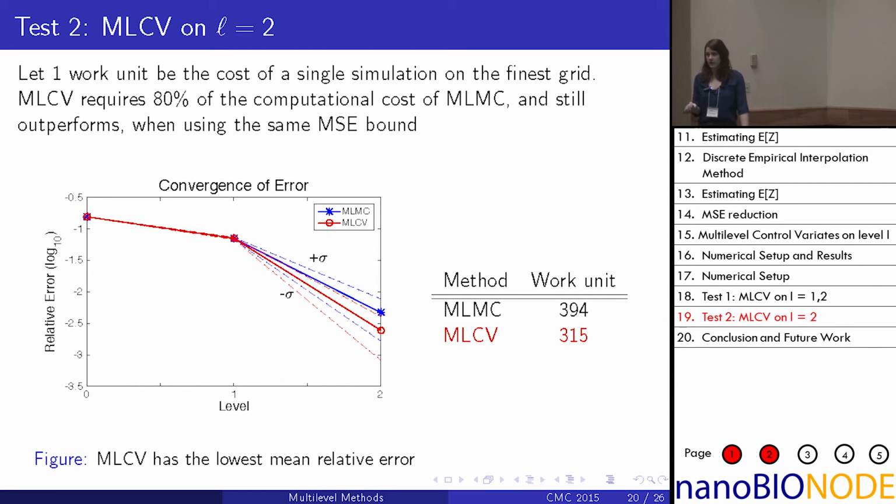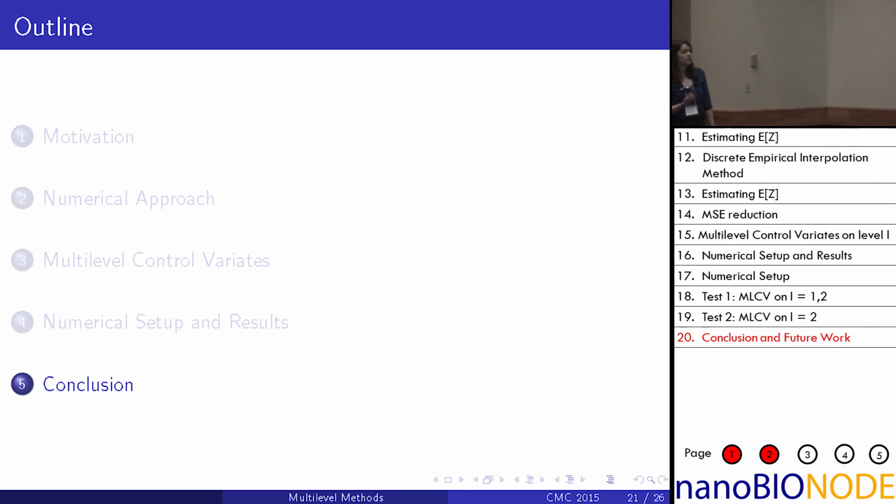So again, we let one work unit be the cost to do one fine grid simulation. And what we find is by applying it only on the finest grid, we get an improvement in the relative error. And even with this improvement, we're not using as much computational cost. We're using about 80% of the computational cost of multilevel Monte Carlo, so 315 work units versus 394. So we're pretty happy with this. And so this is the end of my results.